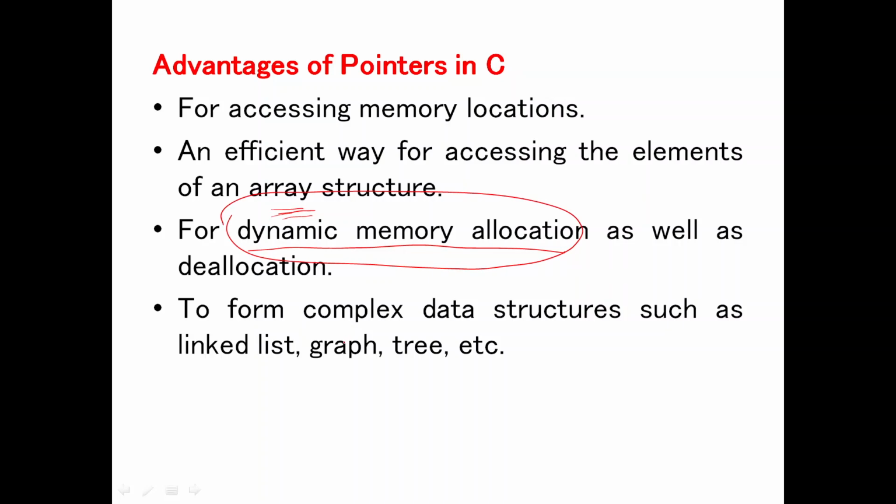So these are the advantages of pointer. First, we can access the memory directly. Then we can use this with arrays; we are able to access the array elements by using pointers. We are able to create dynamic memory, and it is also used to create complex data structures like linked lists, graphs, trees and so on. We need the help of pointers. So these are the advantages of pointers.